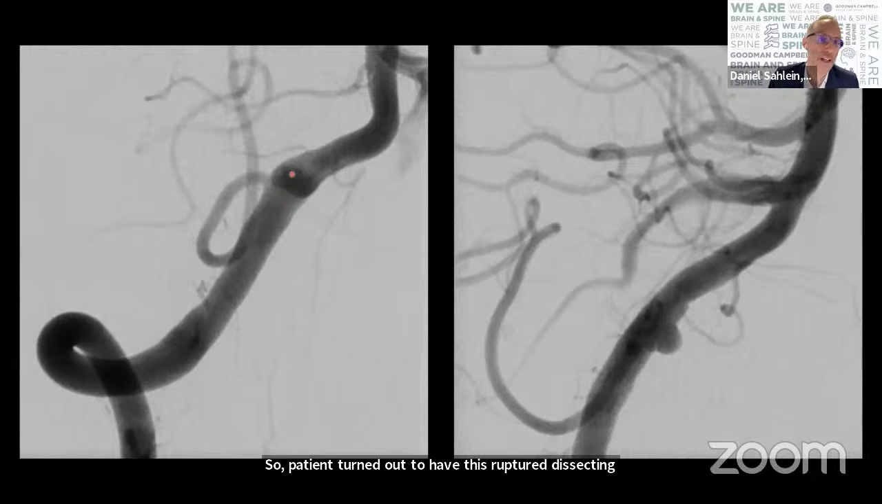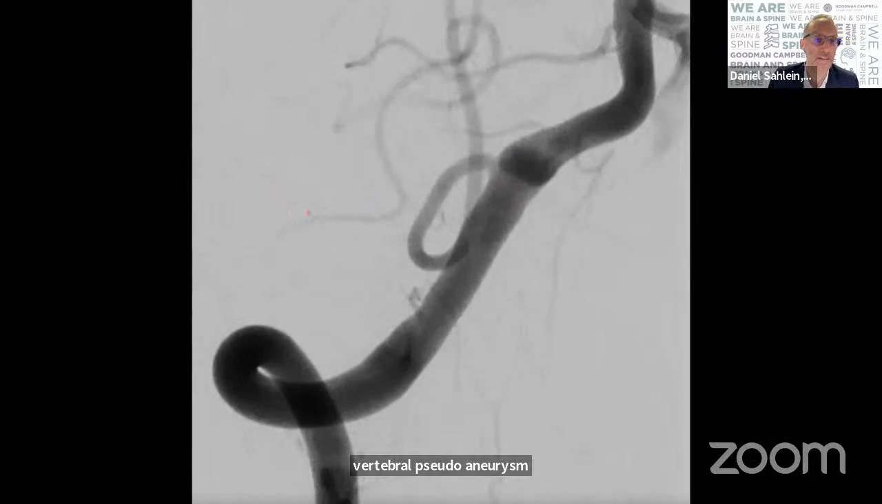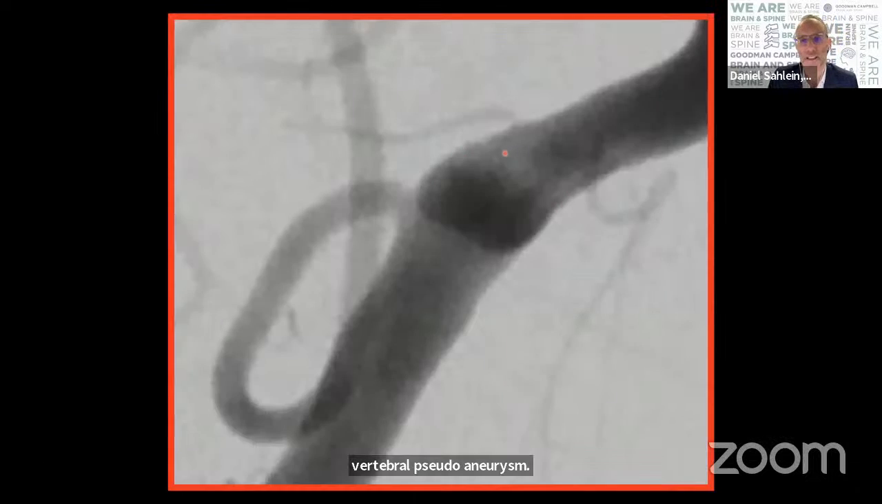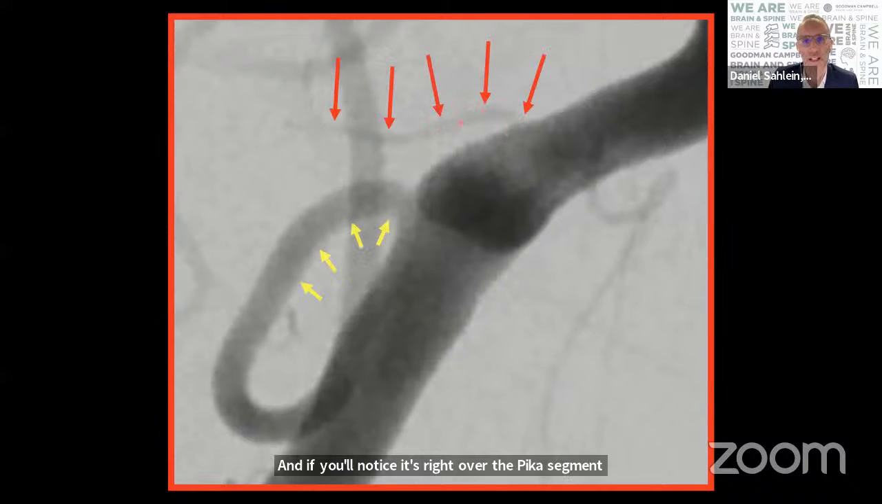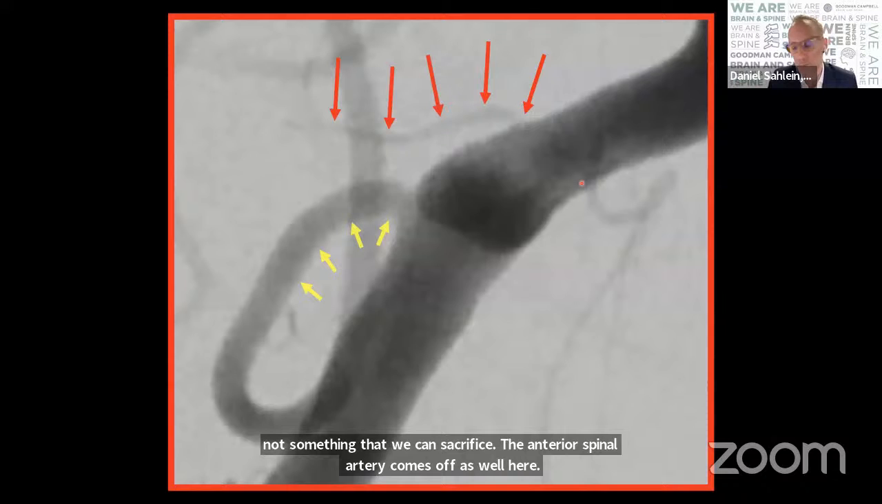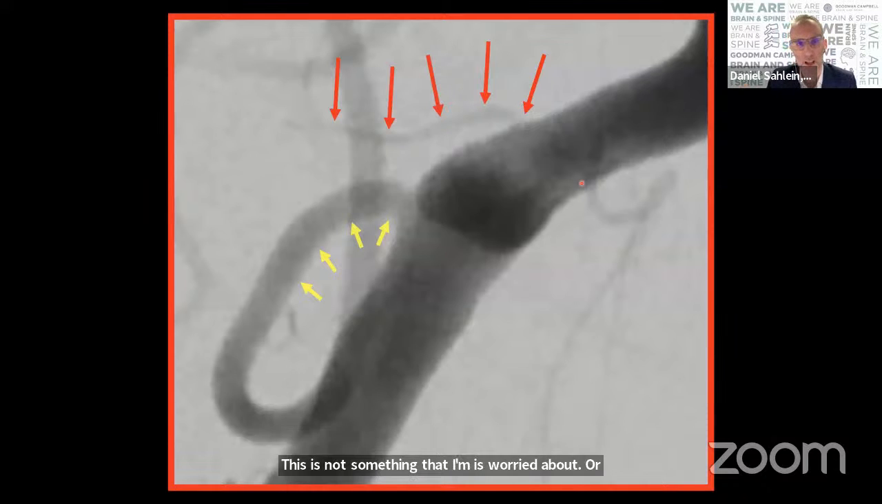And if you'll notice, it's right over the PICA segment. And not only do you have PICA here, but you also have this dominant medullary perforator coming off just a little bit distally. So not something that we can sacrifice. The anterior spinal artery comes off as well here. This is not something that I'm as worried about. Overwhelmingly, the dominant supply of the anterior spinal artery in the cervical axis is from the artery of cervical enlargement. So we don't typically worry too much about plugging the anterior spinal artery or constraining flow into the anterior spinal artery as it arises from the distal vert.